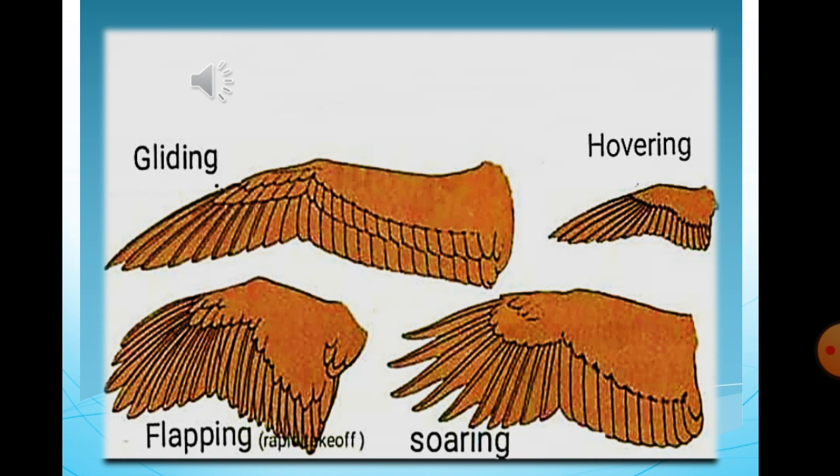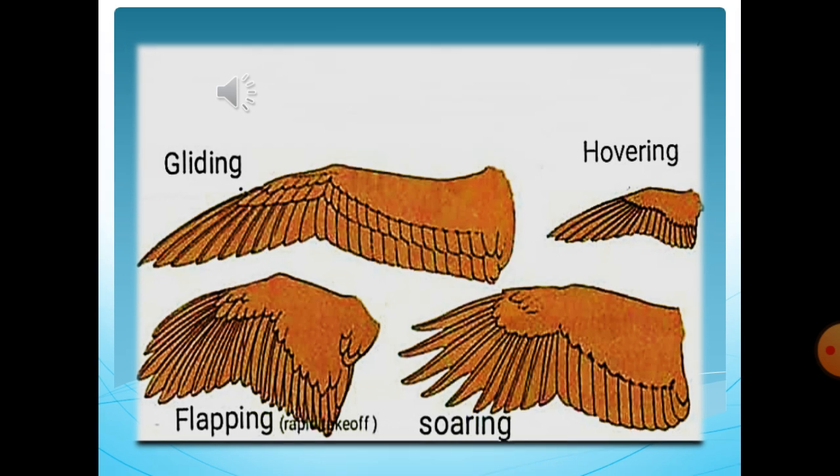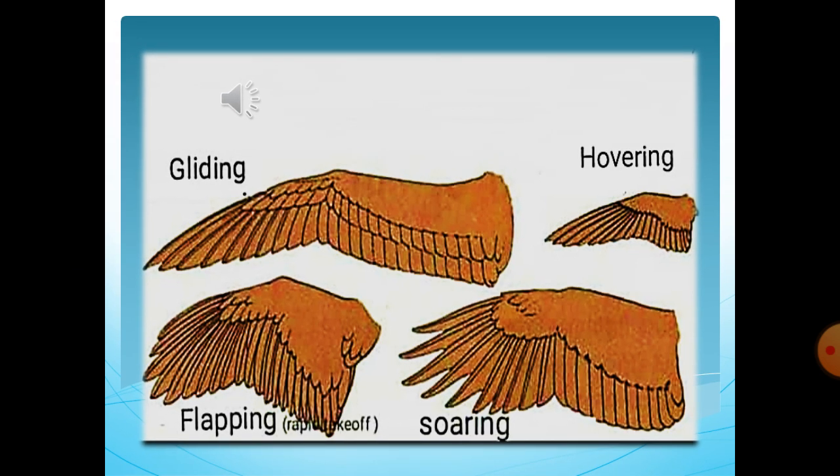The first one is gliding. Gliding birds have large, elongated, cylindrical, pointed wings. Hovering. Hovering birds have small cylindrical loaded wings. Flapping. Flapping birds have broad wings with much feather loading. Soaring. Soaring birds have elliptical, broad, and low loaded feather wings.